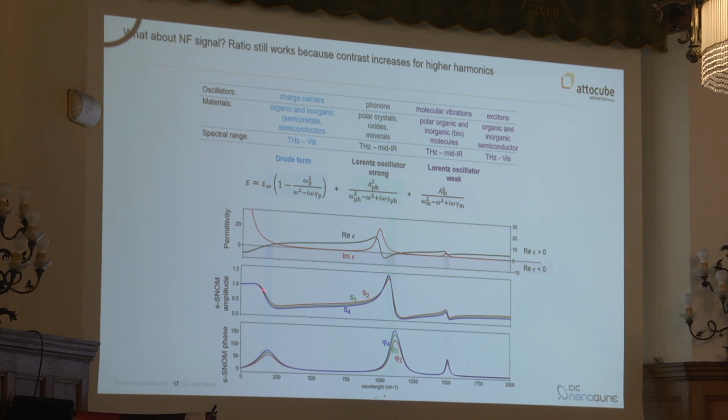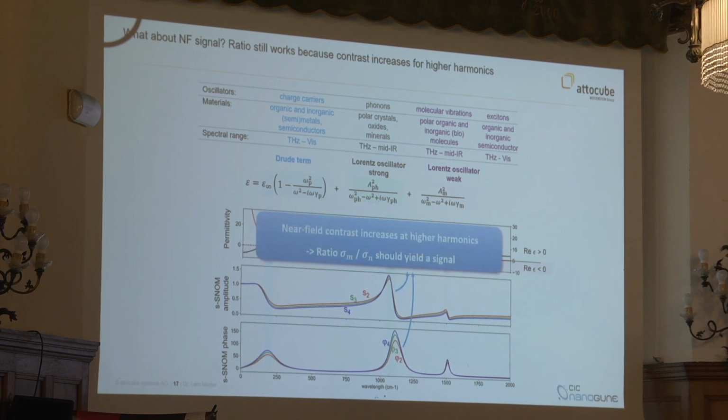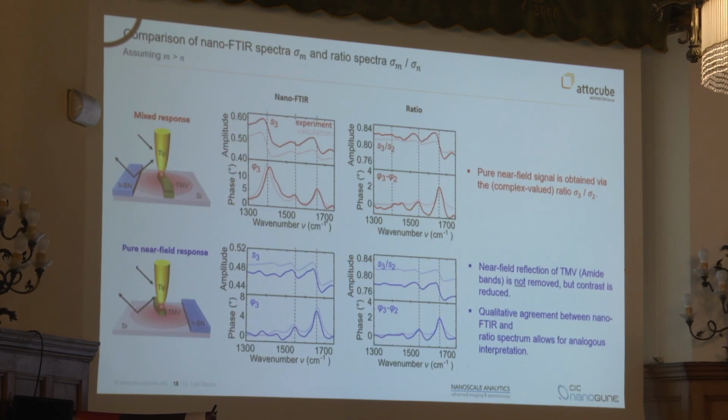Okay, so this is s-SNOM amplitude and s-SNOM phase plotted for different demodulation orders. If you look closely here, it's easier to see. The higher harmonics have a higher contrast. So if you subtract the green from the blue curve, there's something left. You don't remove all the signal. You have a much smaller contrast afterwards if you do this, but there's something left. And this is a real near-field signal that's left. And this we've now shown experimentally. I think it's the last slide with new data.